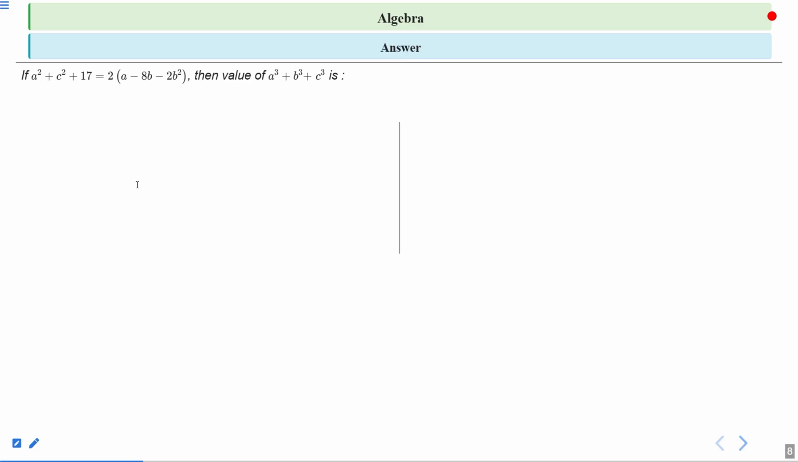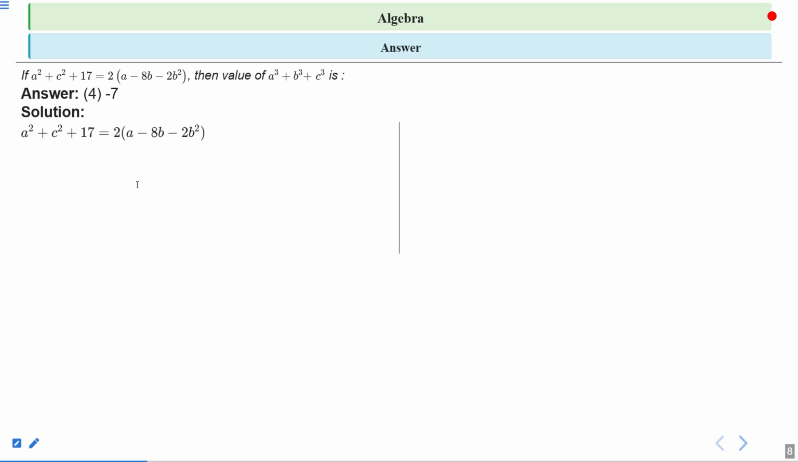So the question says that if a square plus c square plus 17 is equal to 2 times a minus 8b minus 2b square, then what is the value of a cube plus b cube plus c cube? We can say that the correct answer of this question is the fourth option, which is minus 7. Now see the detailed solution of this question.